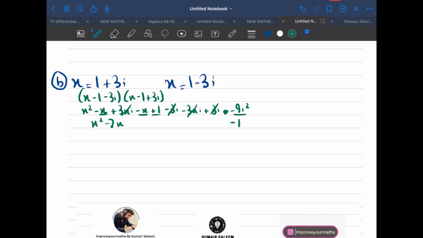So guys, what's i square? It's minus 1. So it's going to become what, kids? Plus 9. So plus 9 plus 1 makes what? 10. Sir, what's the easy way out?